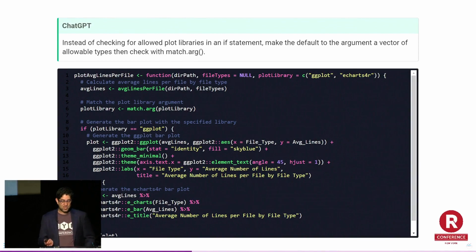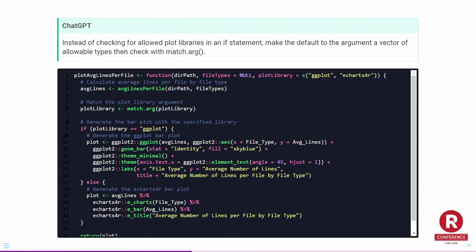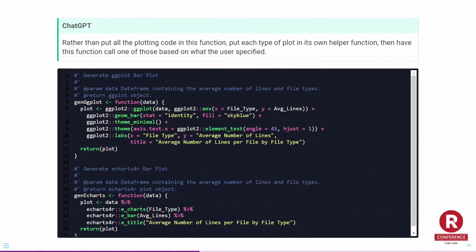So I said, instead of checking which plot libraries with an if statement, make the default argument a vector of possible values, then check with match.arg. And it did that. You'll see that it uses match.arg to figure out which of the available choices it used, but it still used the if statement. It didn't actually change the if statement. It just used match.arg to figure out what the user input.